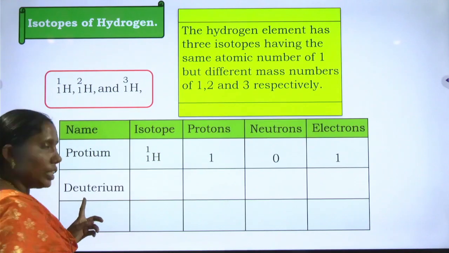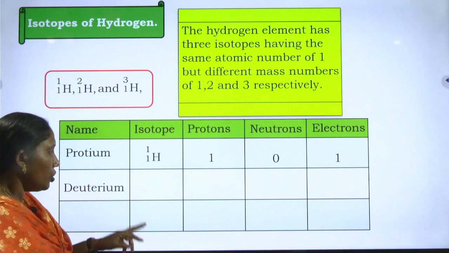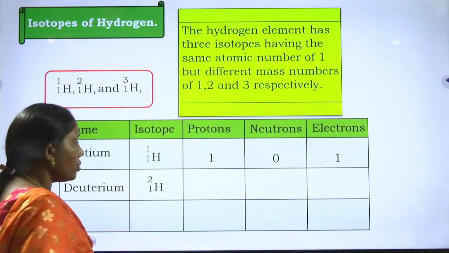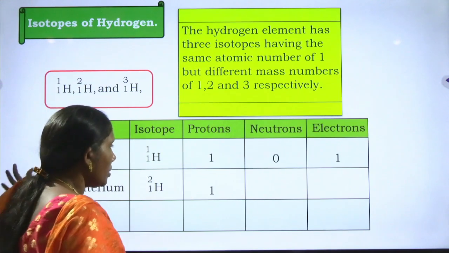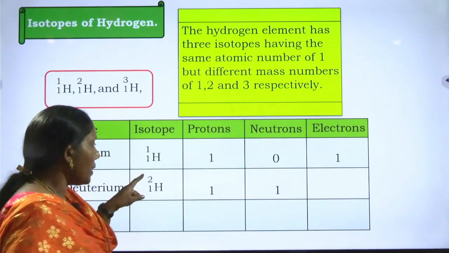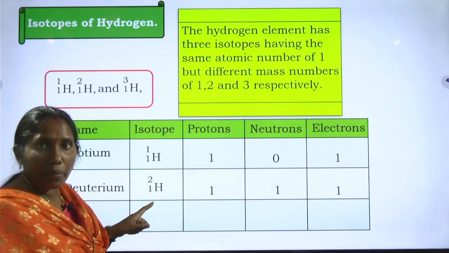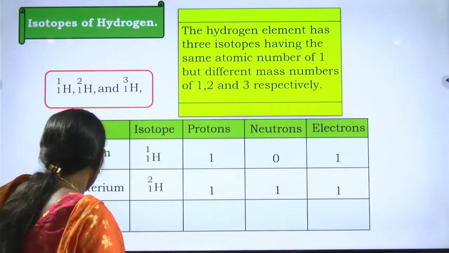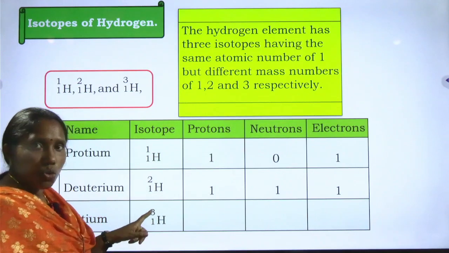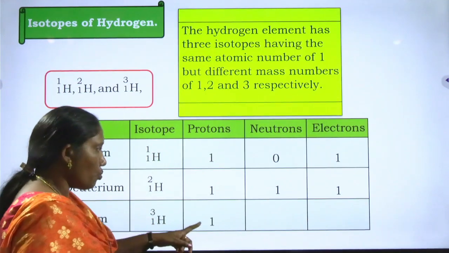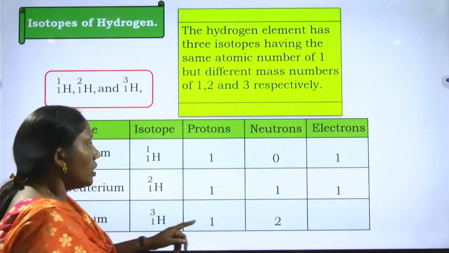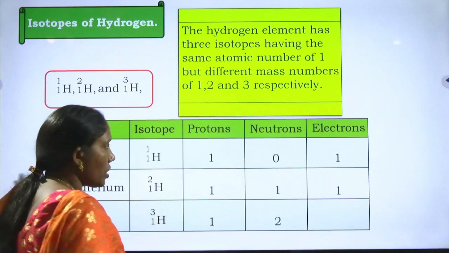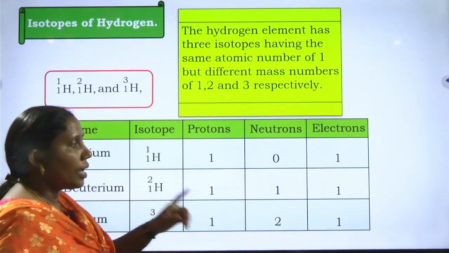Let us see for deuterium. Deuterium has H12. It has 1 proton and 1 neutron, because 2 minus 1 gives you the number of neutrons. 2 minus 1 is 1, and electrons are 1. Next, tritium H13. It has 1 proton and 2 neutrons, because 3 minus 1 is 2. So the number of neutrons is 2 in tritium and the electrons are 1.